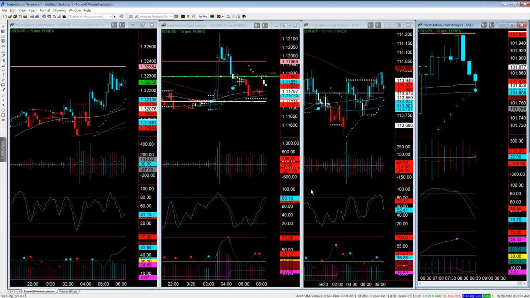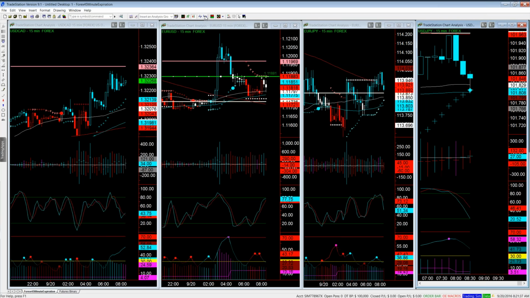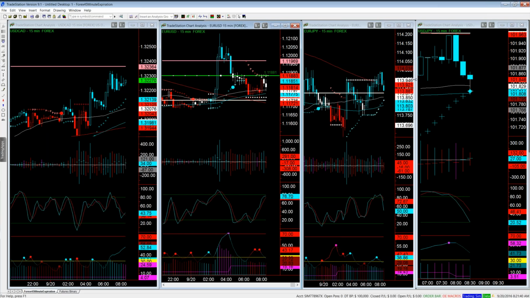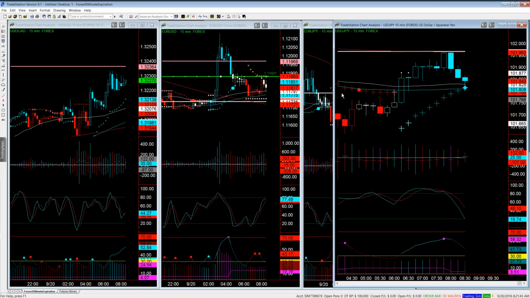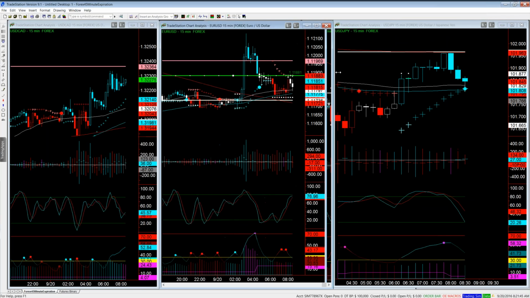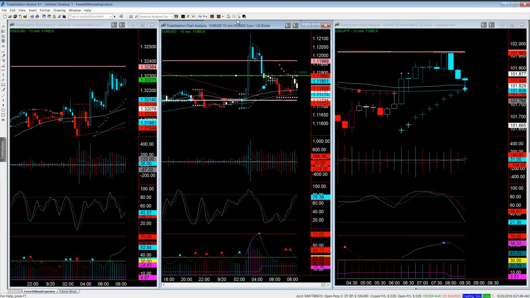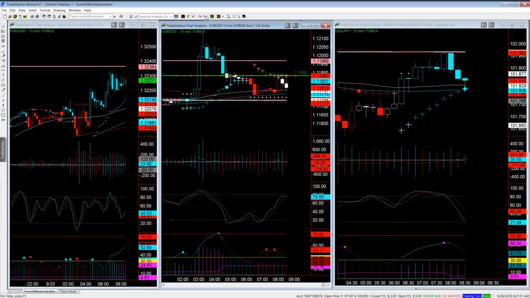I'd like to see on the euro, I would love to see buyers take control of this bar, especially right before the market report. That would be nice. I'm going to expand these two out. These two are my favorite to trade using the binary options. We do have about 8 minutes before the market report today.